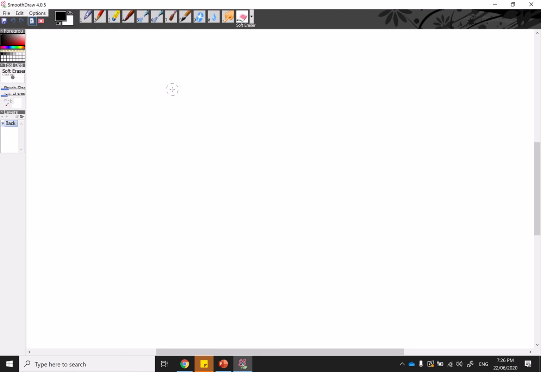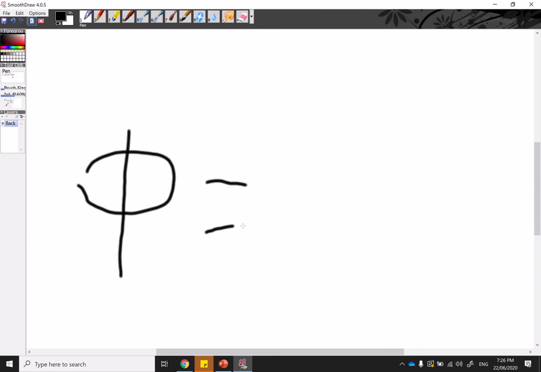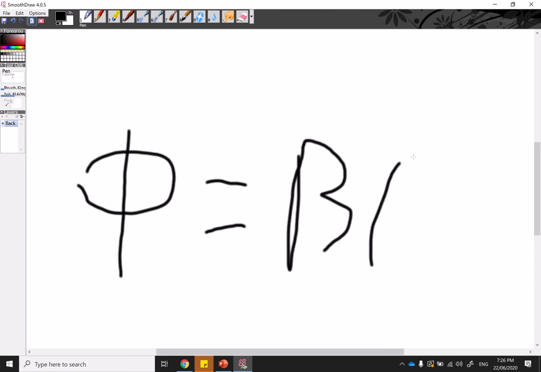The first thing we need to know about electromagnetic induction is simply one equation, and this equation is flux equals BA. This flux is called magnetic flux, and that's the symbol for it. We already know that B is the magnetic field strength. A is actually the area perpendicular to the direction of the magnetic field.